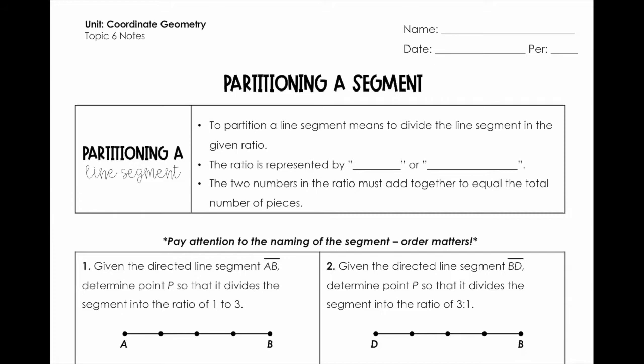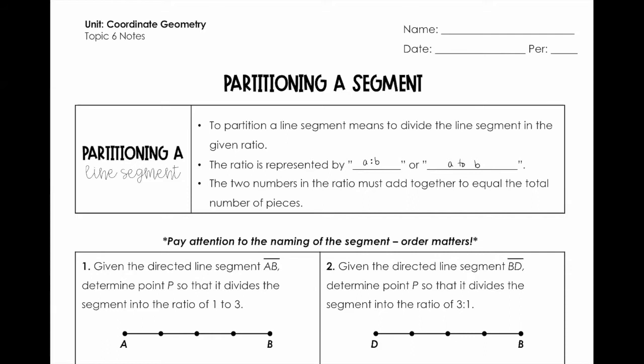So partitioning a line segment means we're going to divide our line segment into a given ratio. Ratios can be represented in symbol form, A colon B, or in word form, A to B.